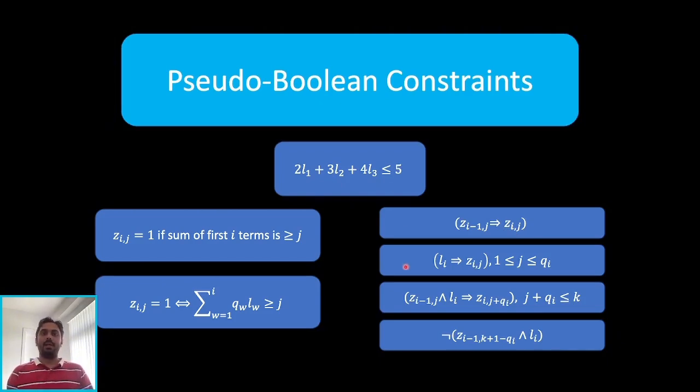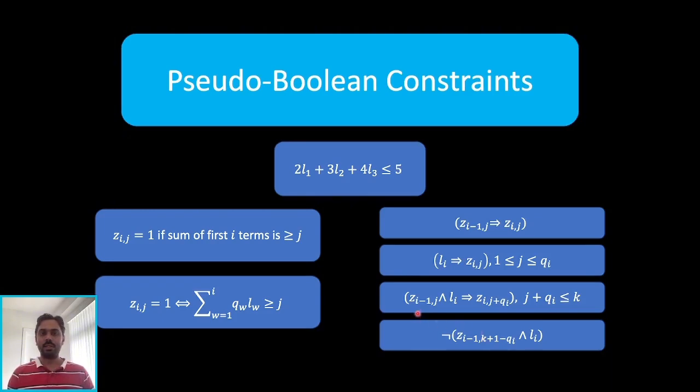Okay. Next we have, if Li is true, then Zij is true for j between 1 and qi. So for example, if L2 is true, then the sum of the first 2 terms has to be greater or equal to 1, greater or equal to 2, and greater or equal to 3. So that's what this is saying.